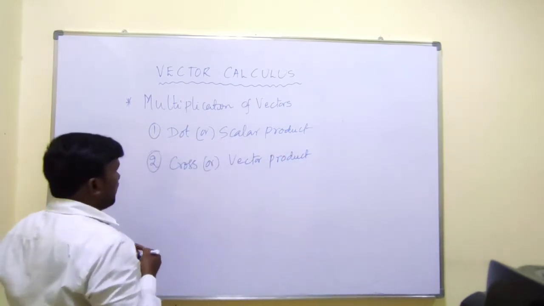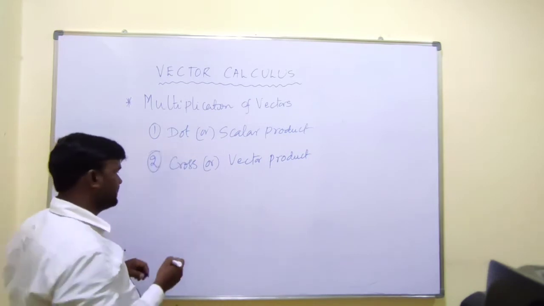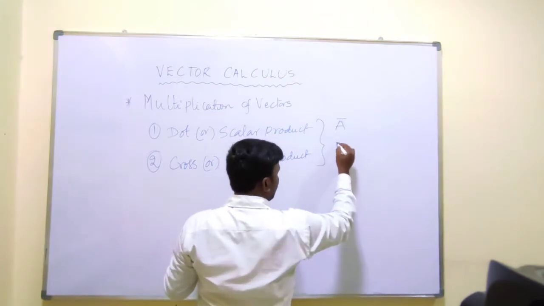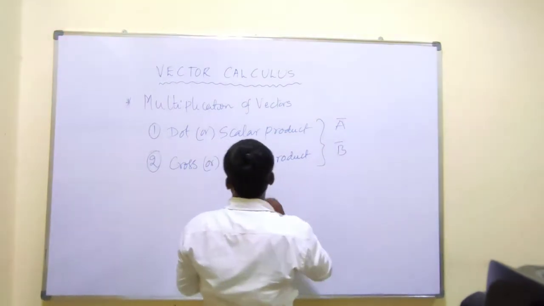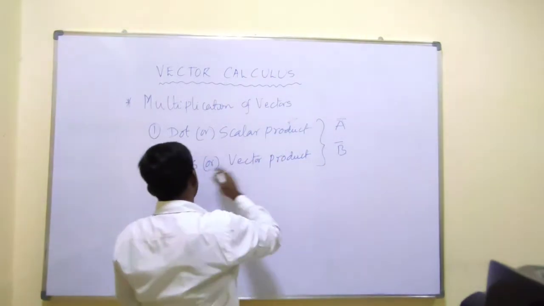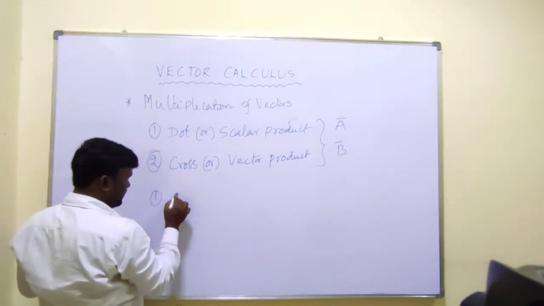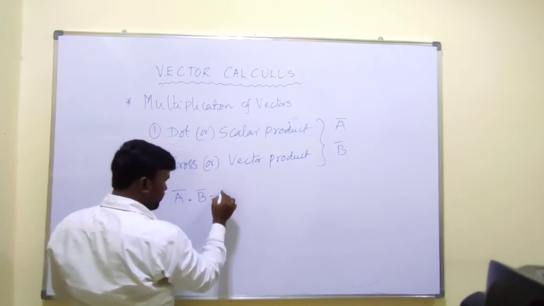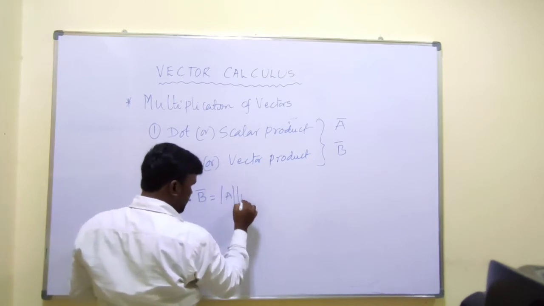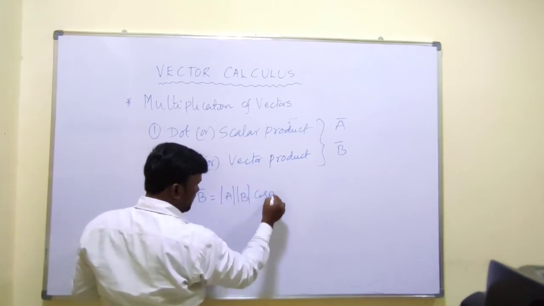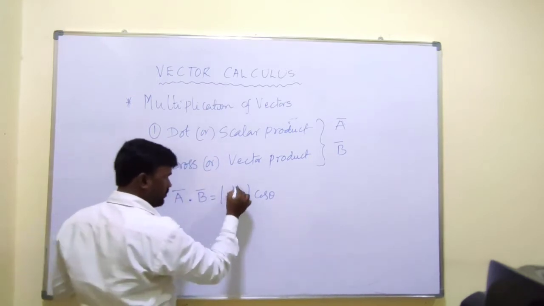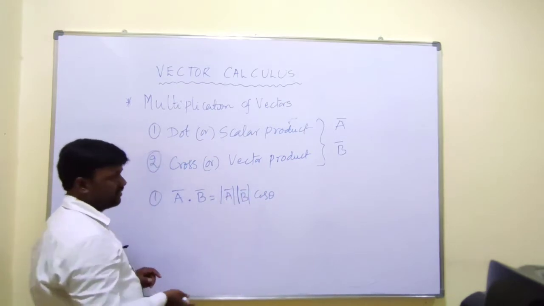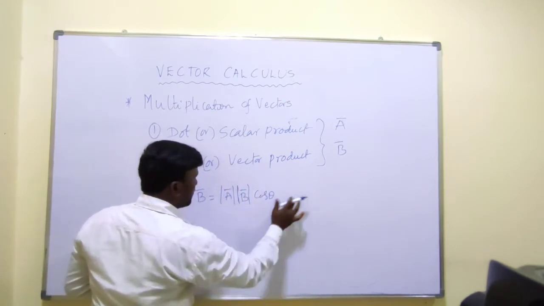Now how can we represent the dot product? Let us take two vectors, one is A bar and the other is B bar. Then there is a possibility of what? Dot product like this. For the first case, the dot product of two vectors is given by A bar dot B bar equal to mod A mod B cos theta. Here, if you observe these two vectors, there is no term related to the unit vectors.